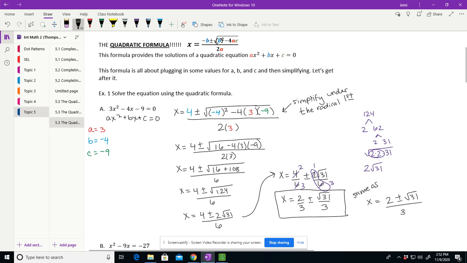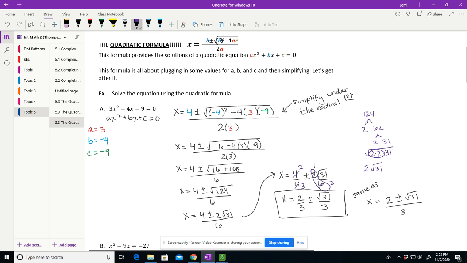Now, this question doesn't ask us to talk about the type of solutions, but I want to do that anyways because that's where our conversation is going today, eventually. So, what kind of number is 2/3 plus square root of 31 over 3? Because I have a square root that I can't simplify out, that means it's irrational. But I don't have any imaginary components, so it's still real.